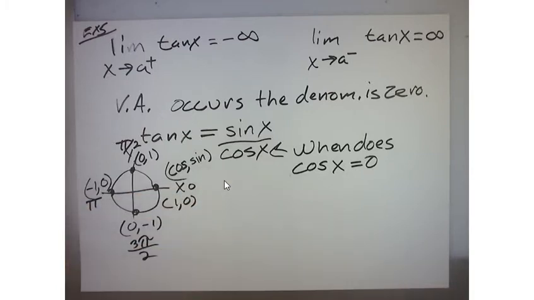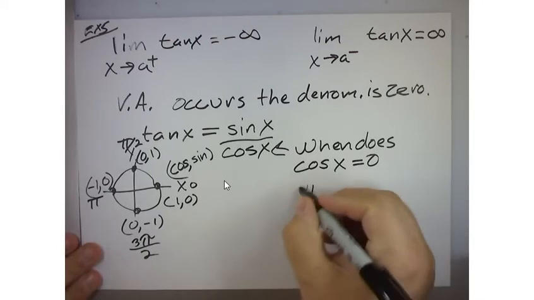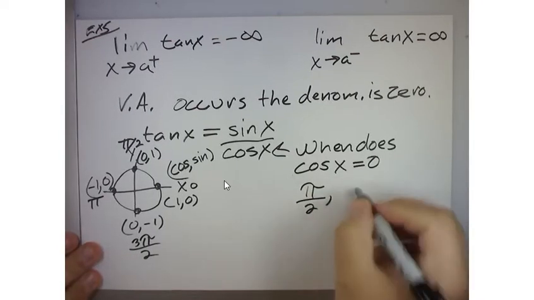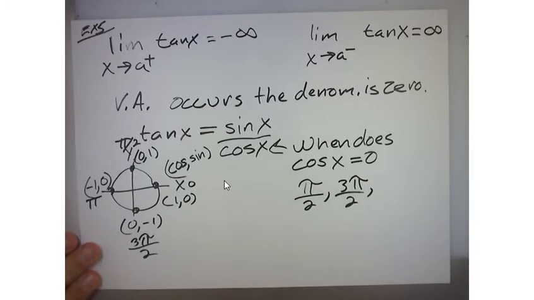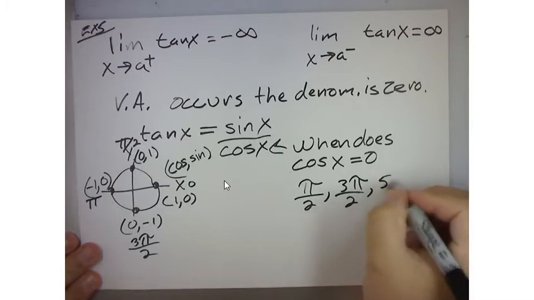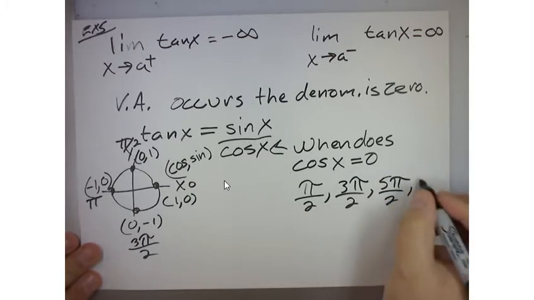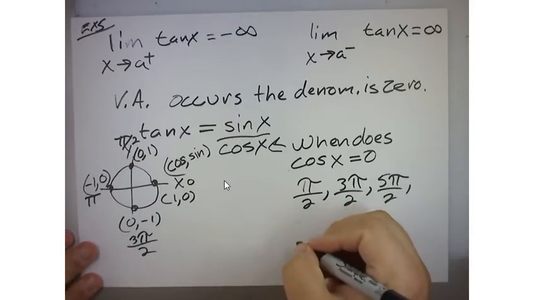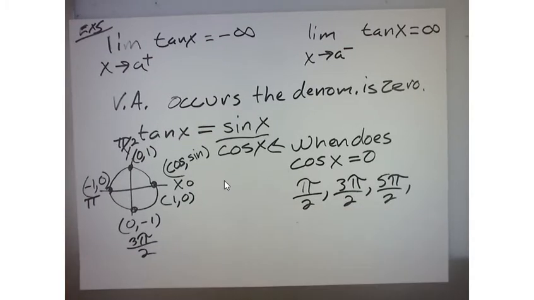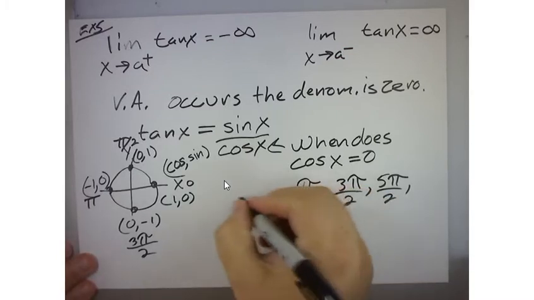When are the x values equal to 0? Pi over 2, 3 pi over 2. If you were to come around again, what would it be? 5 pi over 2. Thank you, gentlemen. And we could go in the other direction, right? So it's any integer times... how would I write that? You go in the other direction too.